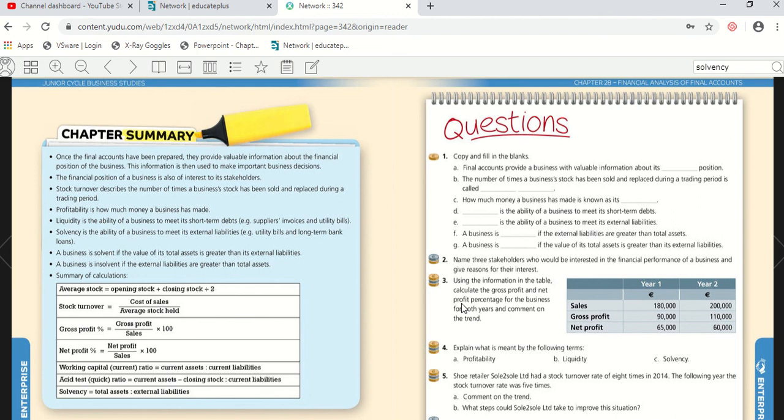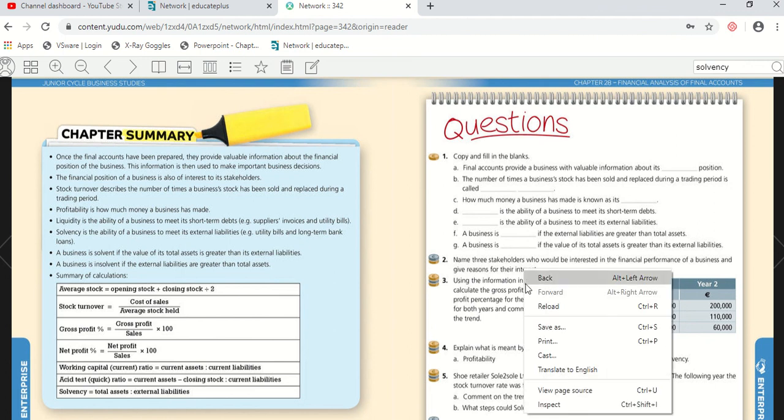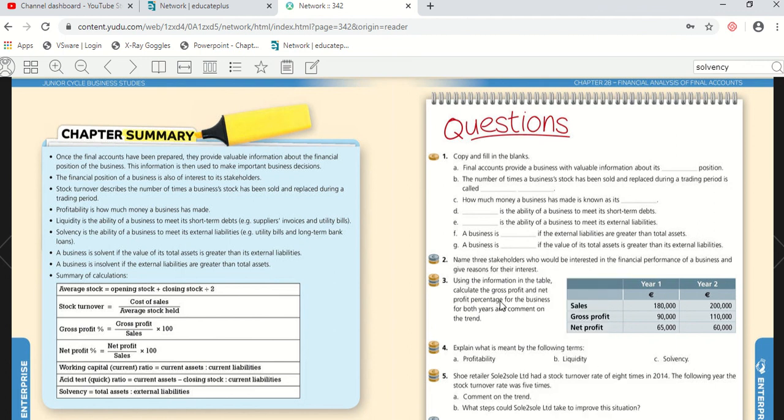And looking then at an example here, so year 1 to year 2, you have to calculate the gross profit percentage for the 2 years and look at the trend from 1 year to the next. So in the next video, I will put up the solutions and you can correct the answers.